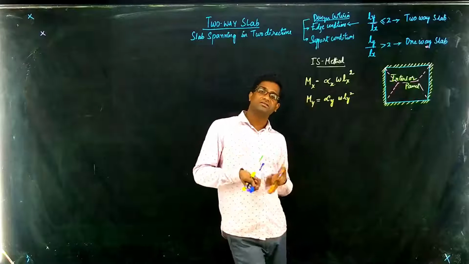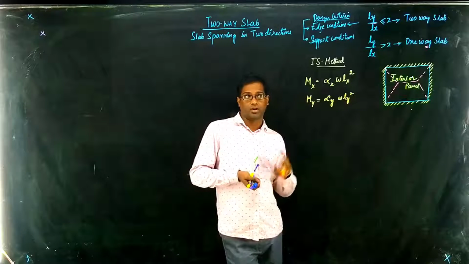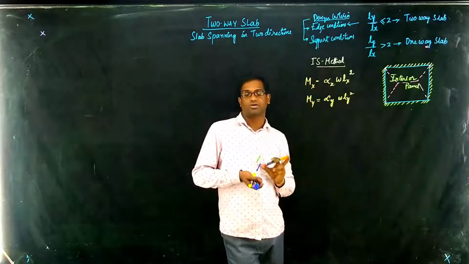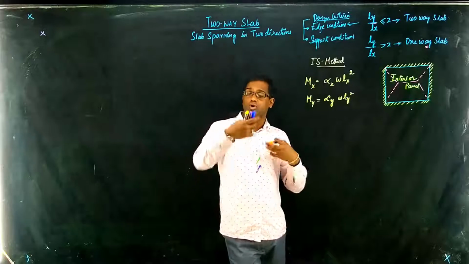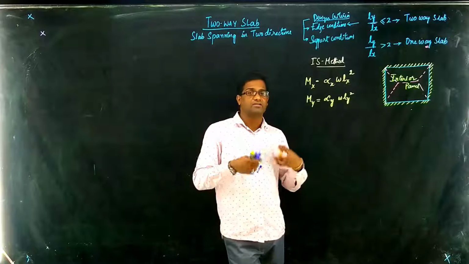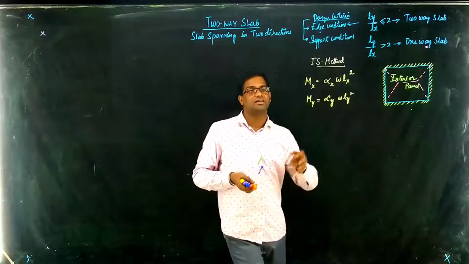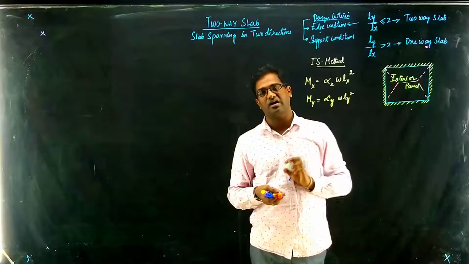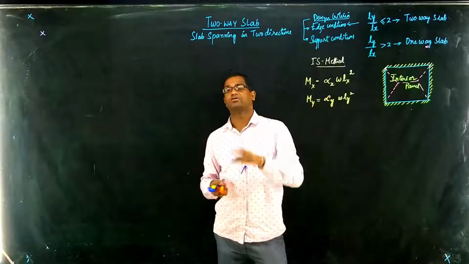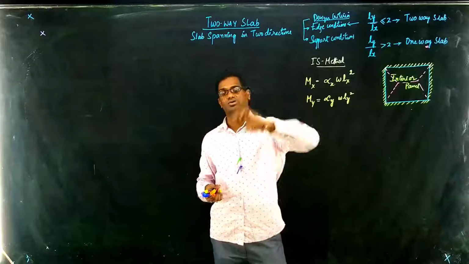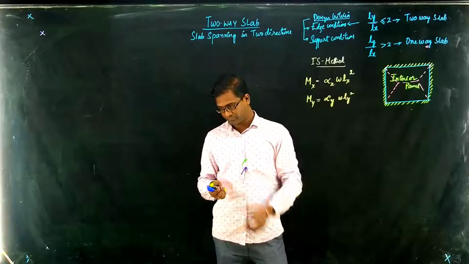When edge conditions are changing, where one edge is not continuous, or two opposite edges are not continuous, or two corner edges are not continuous, then these alpha x and alpha y coefficient values should be changed accordingly, and these values are also given in the IS code table.